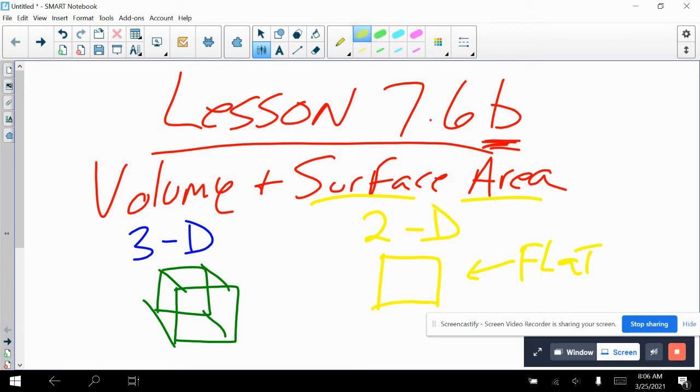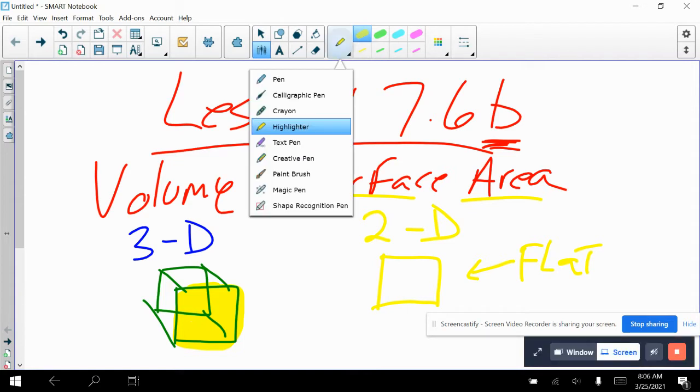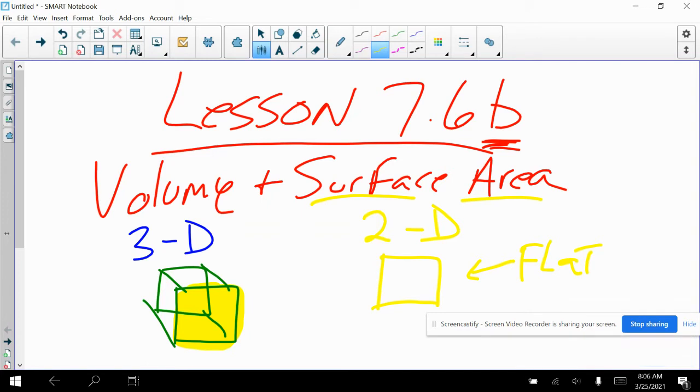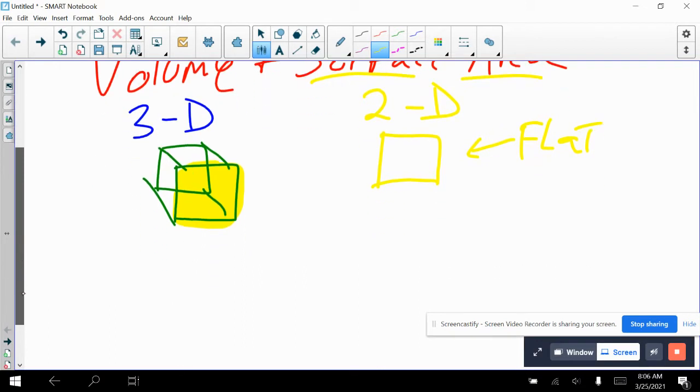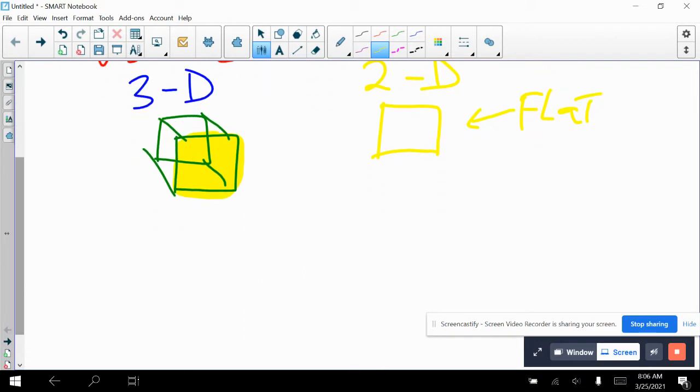Today we're going to use a three-dimensional figure to find the surface area of the object. Does that make sense? It's like wrapping a present, right? All the sides are covered with wrapping paper. So we're going to find the surface area that it takes to cover a three-dimensional figure. Everybody good with that? I'll assume your silence means yes.